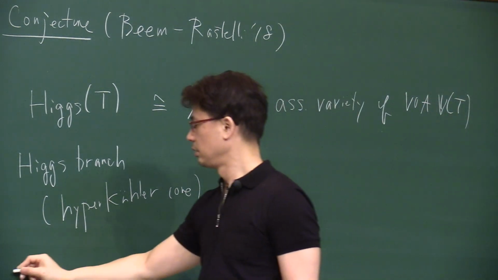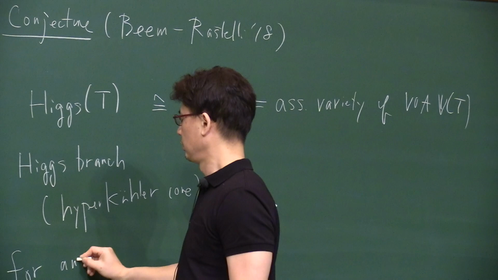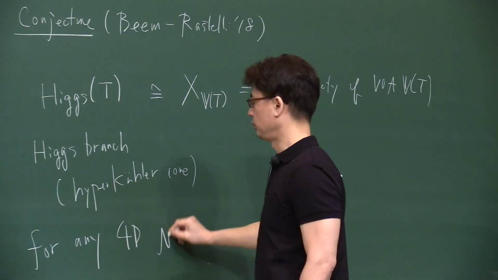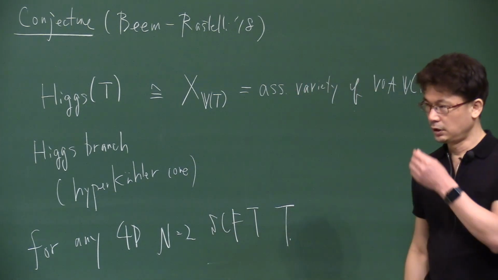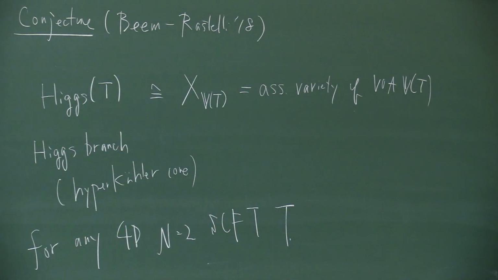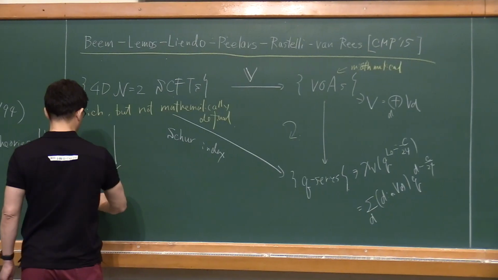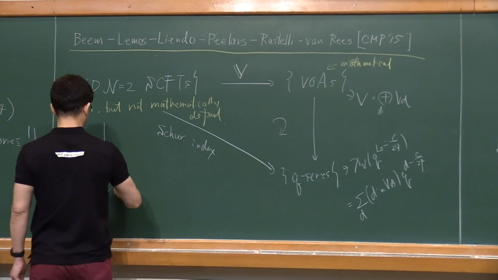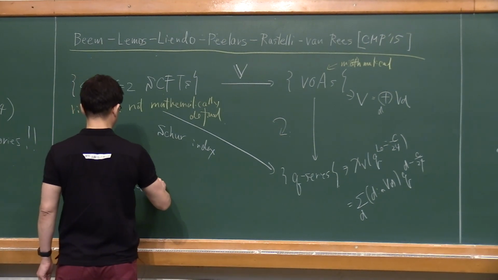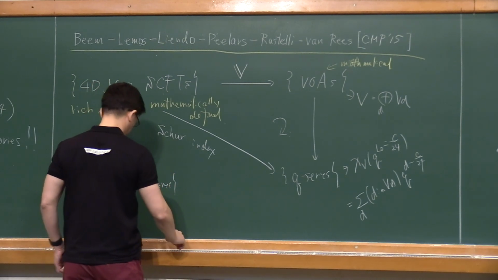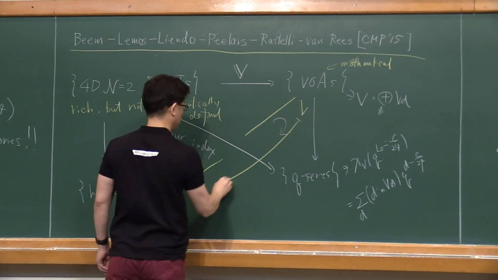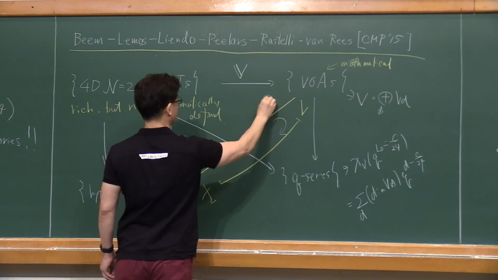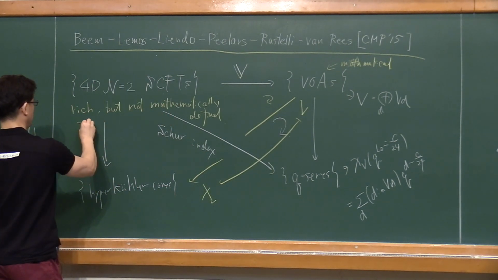This holds for any four-dimensional N=2 superconformal field theory. So this does not only give the Schur index, it also gives the Higgs branch by considering the associated variety. So we are supposed to have this nice commutative diagram.